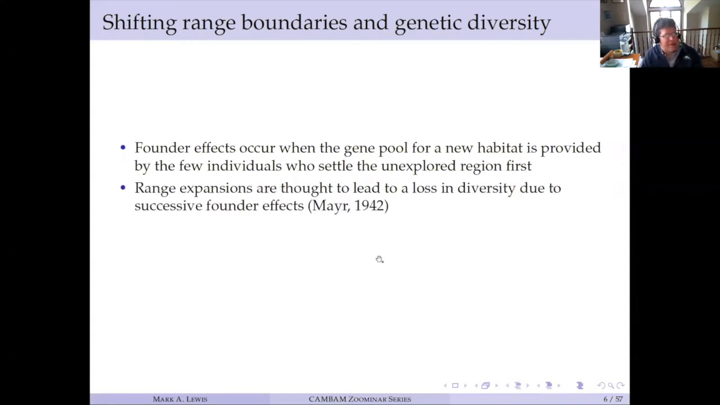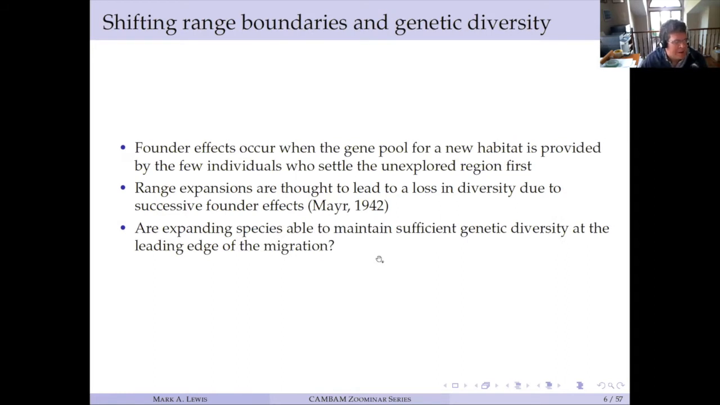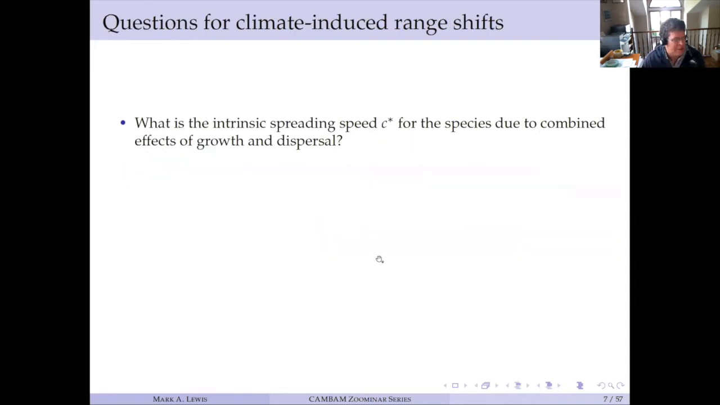And this idea has been around for a long time. I think one of the earliest references was by Ernst Mayr in the 1940s. And so we might ask, even if populations keep up with climate change, are they able to maintain sufficient genetic diversity at the leading edge of migration?